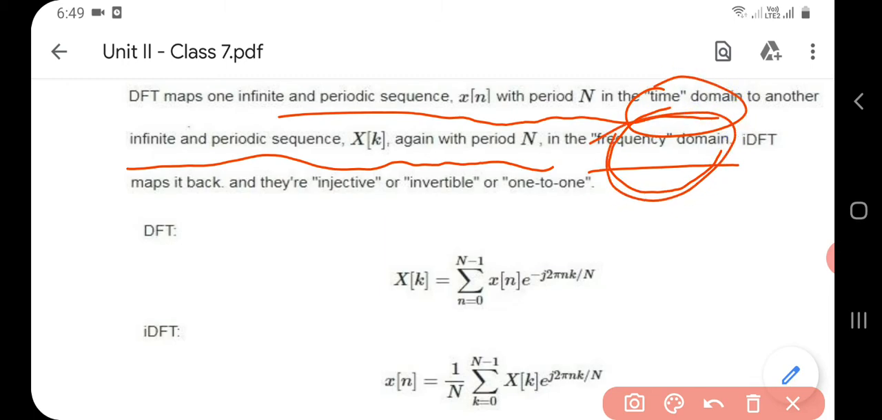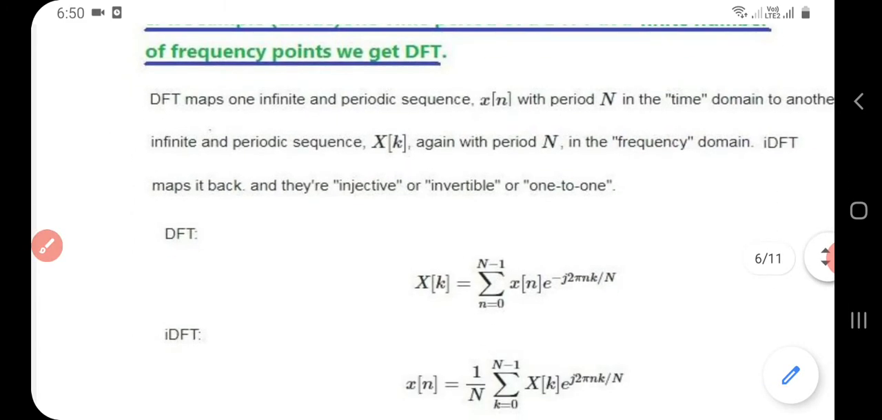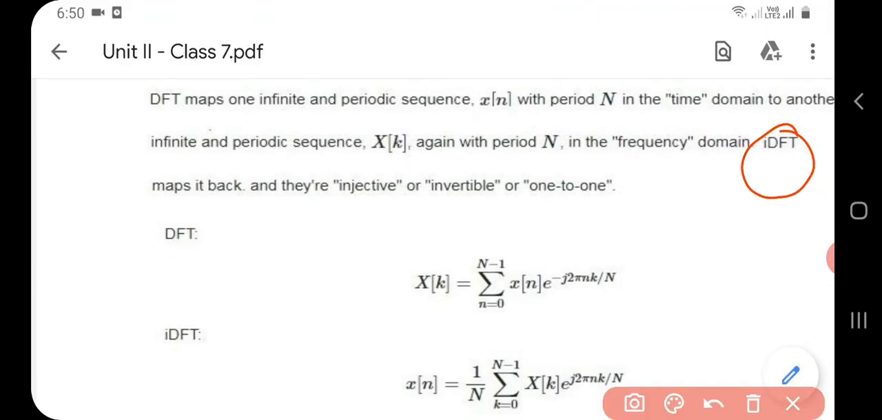That is, using DFT we can convert an infinite periodic sequence x of n in time domain to an infinite periodic sequence x of k in frequency domain. So a conversion from time domain to frequency domain. This is what DFT does. Now if you want to convert it back, that is from frequency domain to time domain, what we use is IDFT. IDFT is nothing but inverse DFT, the inverse of the discrete Fourier transform.